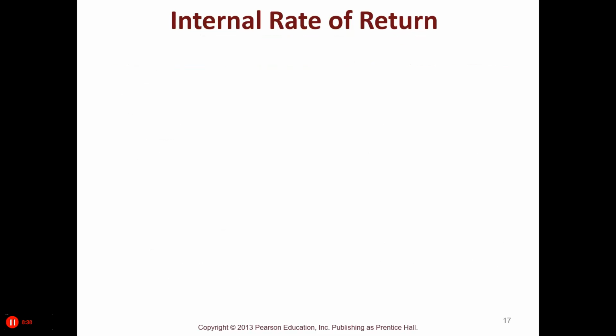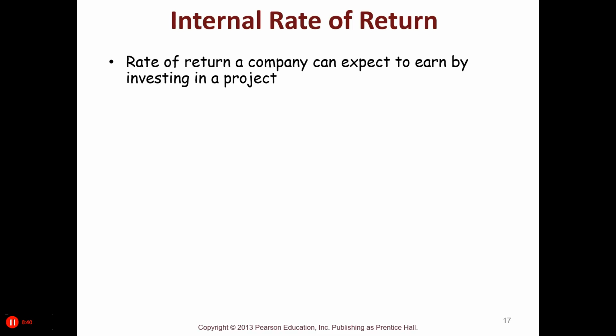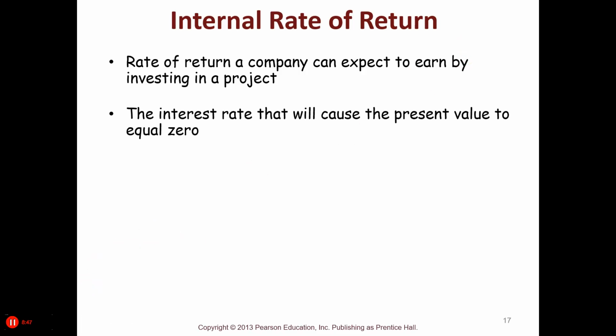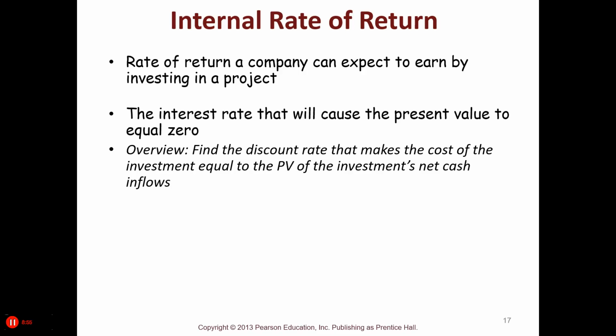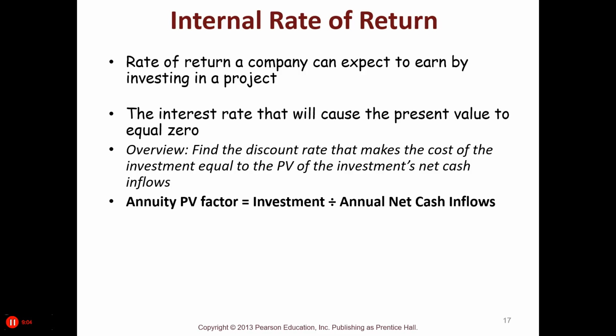Now let's look at our last, which is the internal rate of return. It's the rate of return a company can expect to earn by investing in a project. The interest rate that will cause the present value to equal 0. Find the discount rate that makes the cost of the investment equal to the present value of the investment's net cash inflow. So first, we need to find the annuity present value factor.